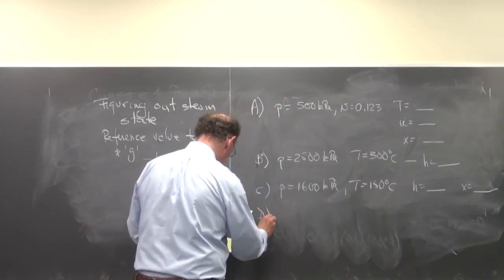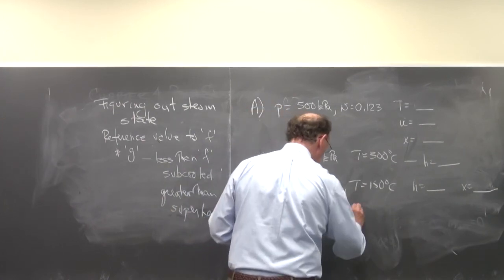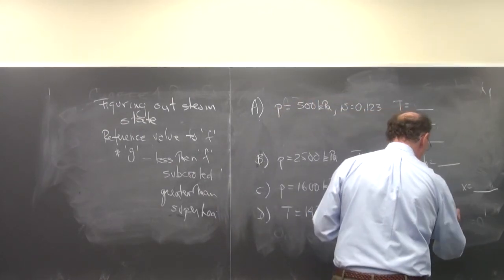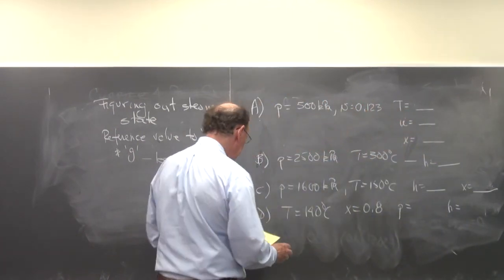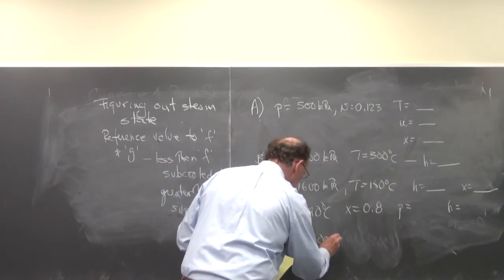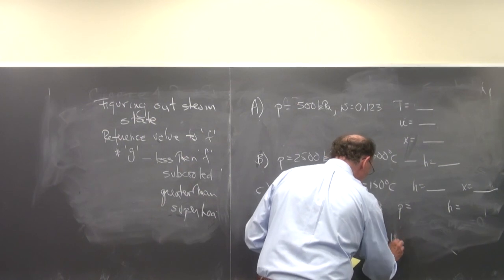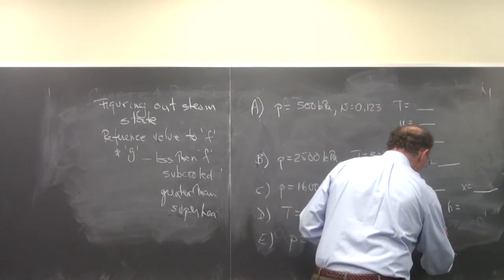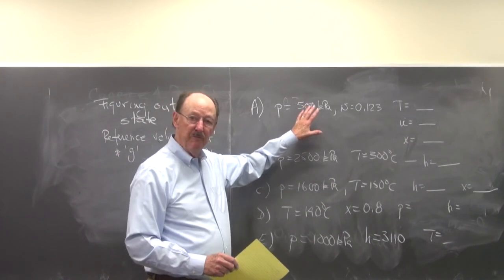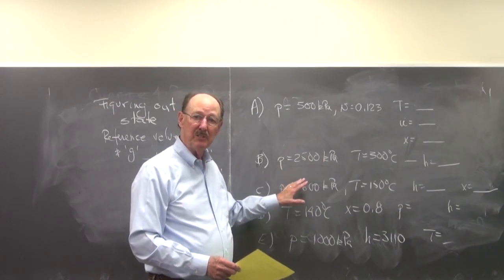For D, T is equal to 140 degrees C, x is equal to 0.8, and we want to find P and H. And for E, P is equal to 1,000 kPa, H is equal to 3,110, and you want to find T. Now what I recommend is that you stop the video at this point, that you transpose these into your notes, and you look these up and figure out where they are. What I'll do next is go over the solutions to what they are.